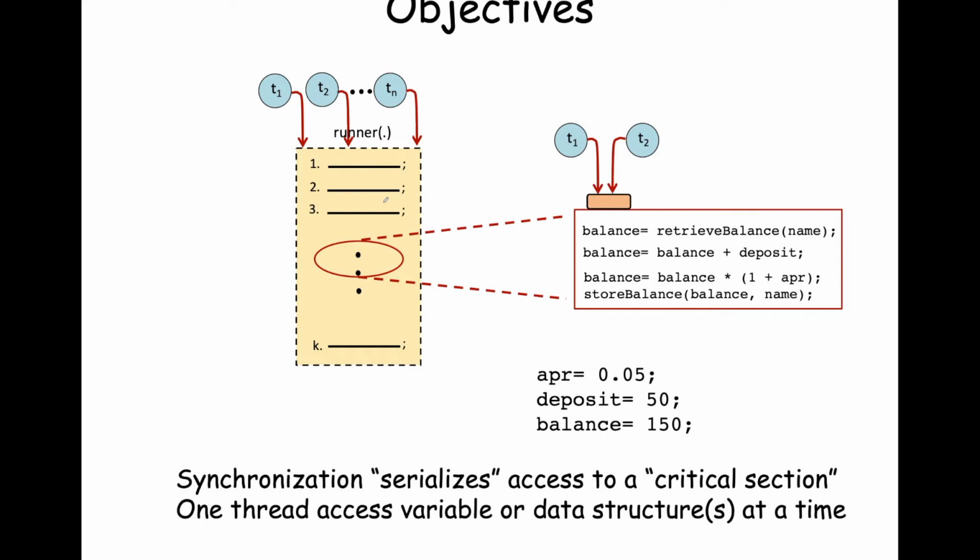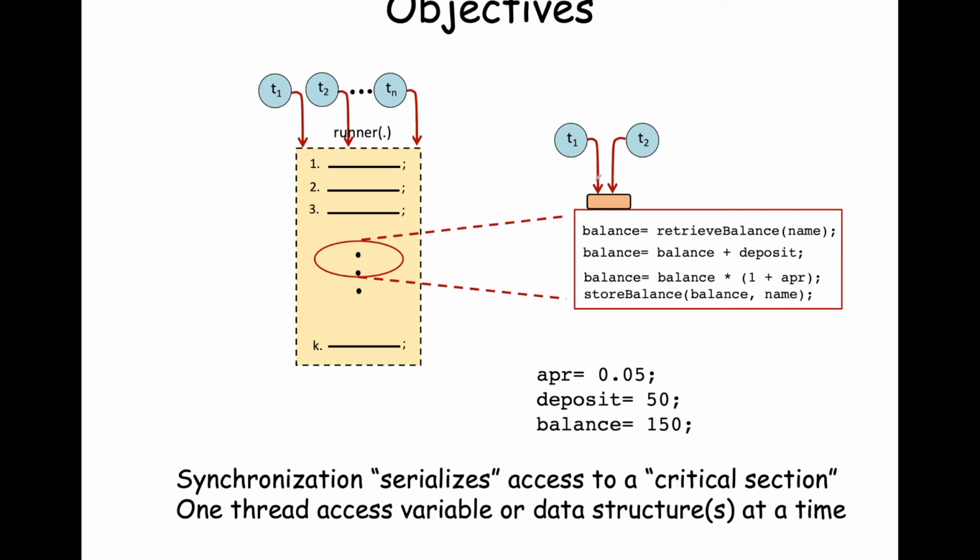All right. And so what we need then is a construct, a kind of doorway or barrier. Synchronization refers to mechanisms that implement this type of barrier or special doorway. And this doorway implements the idea of serialization of access to the critical section. So what does this serialization mean? It means that only one thread or process at a time can access variables or data structures.